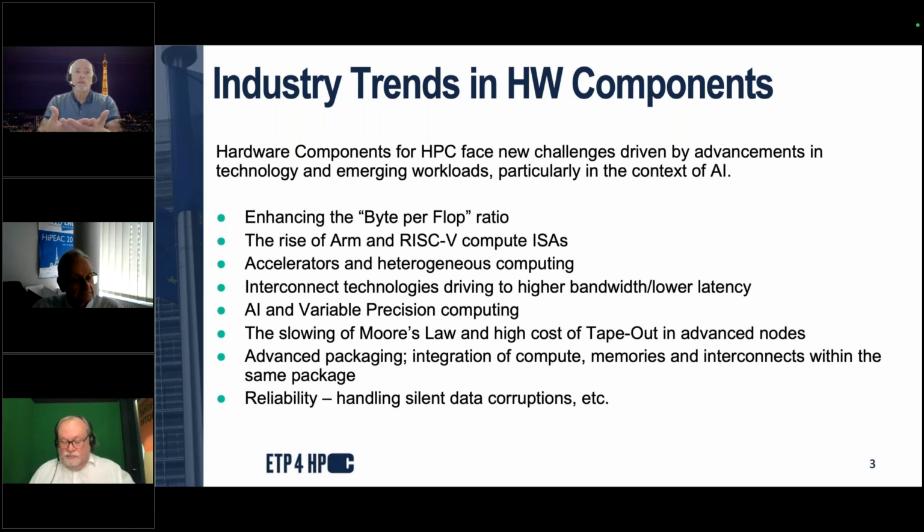So the interconnect technologies, we need more and more bandwidth, better and better latency. We see AI now in HPC. It's a fundamental part of HPC, but then this drives the question, where is the precision? Is it 64-bit? Is it 4-bit? Is it somewhere in between?